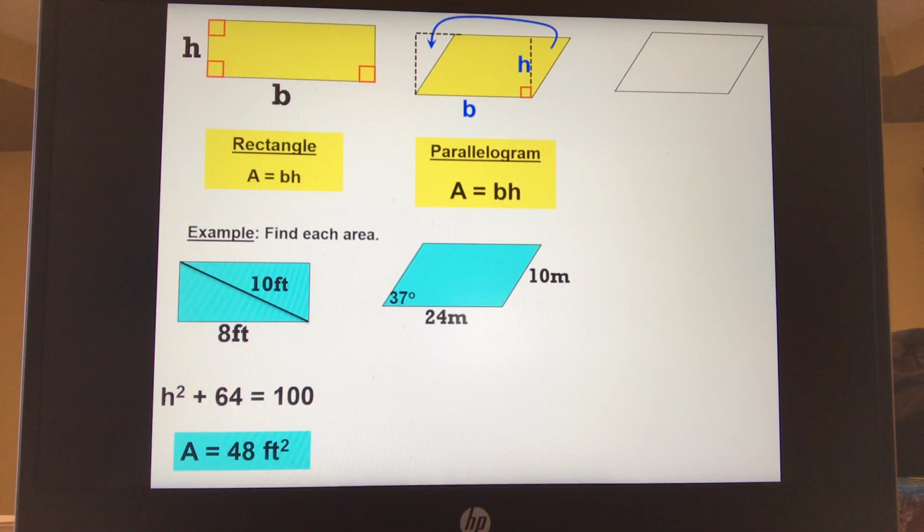So I'll give you an example again. In the middle of the page, try that one. Got a 37-degree angle. Bottom side is 24, the right side is 10. Pause this, give it a try, see if you get the correct area.